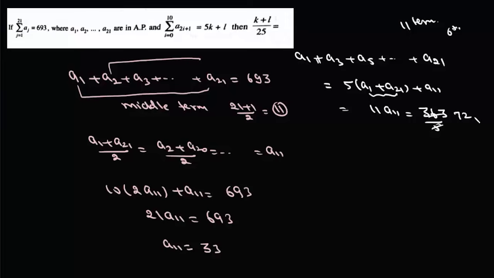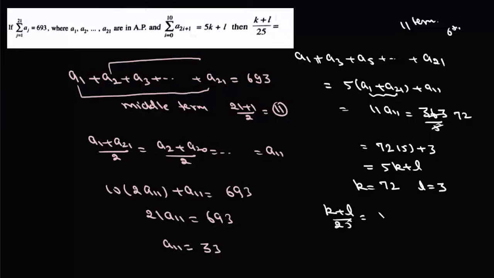Now we divide by 5, so we can write this as 72 into 5 plus 3. We have expressed it in the form 5k plus L, where the value of k is 72 and value of L is 3. Now it is asking for value of k plus L upon 25. So there will be 75 upon 25, that is 3. So answer to this question is simply 3.